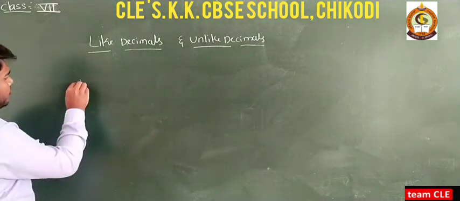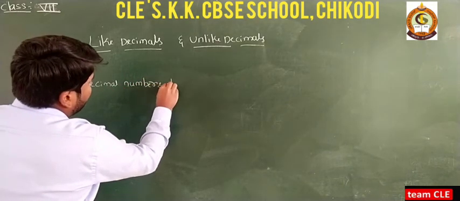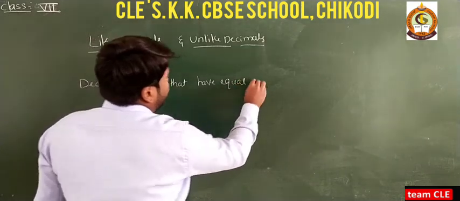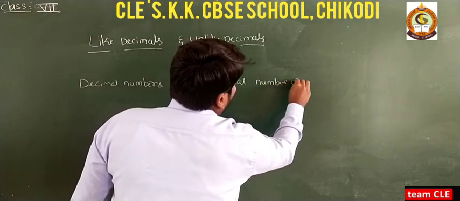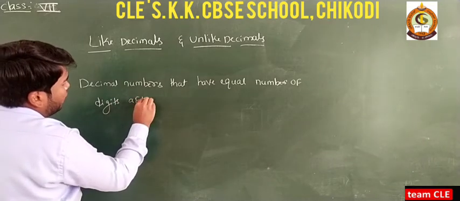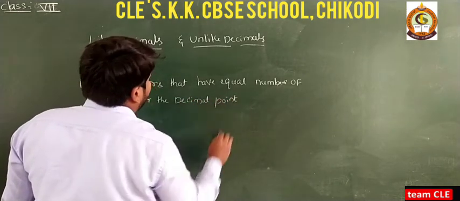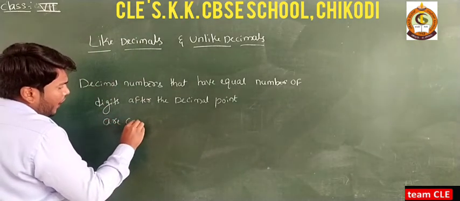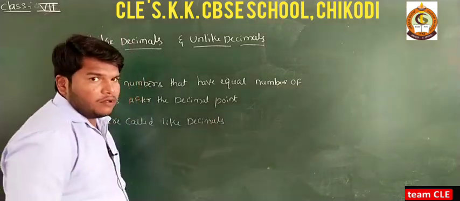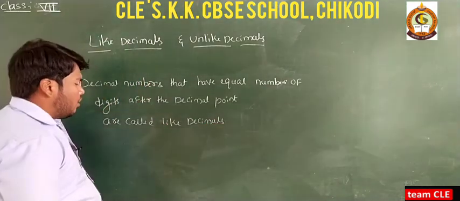So decimal numbers that have an equal number of digits after the decimal point are called like decimals. This is the definition for like decimals. What does the like decimal definition say? Decimal numbers that have an equal number of digits after the decimal point are called like decimals.